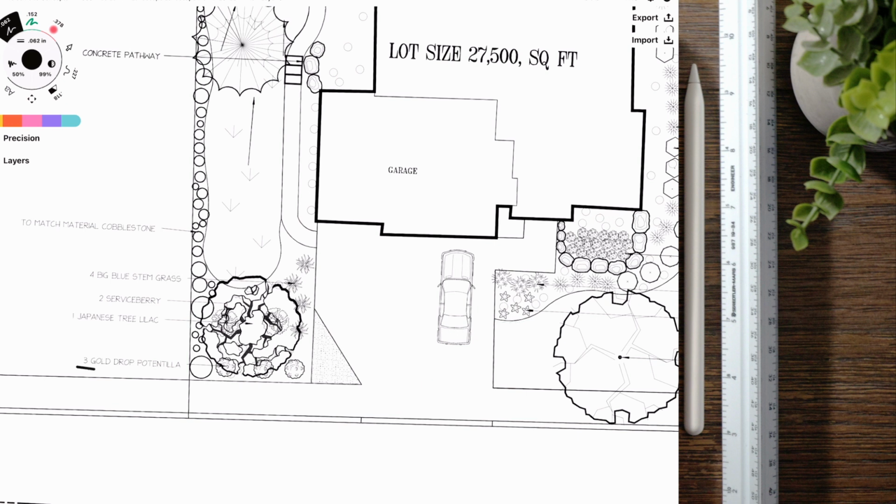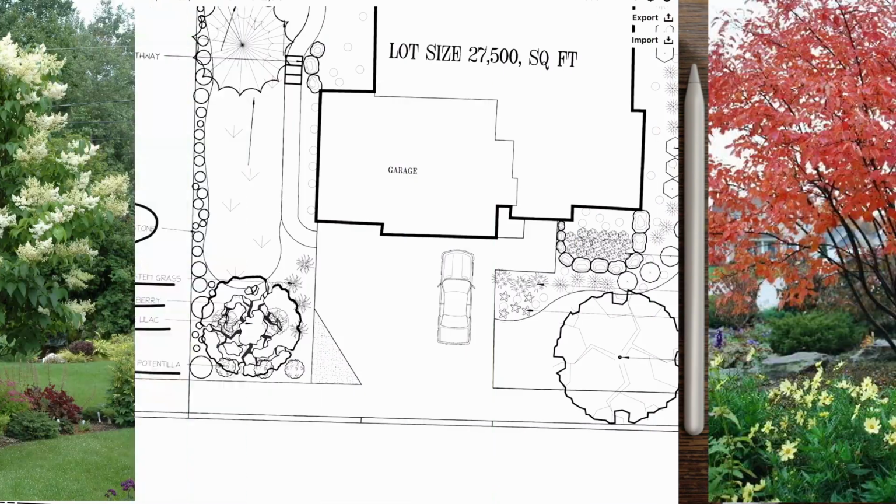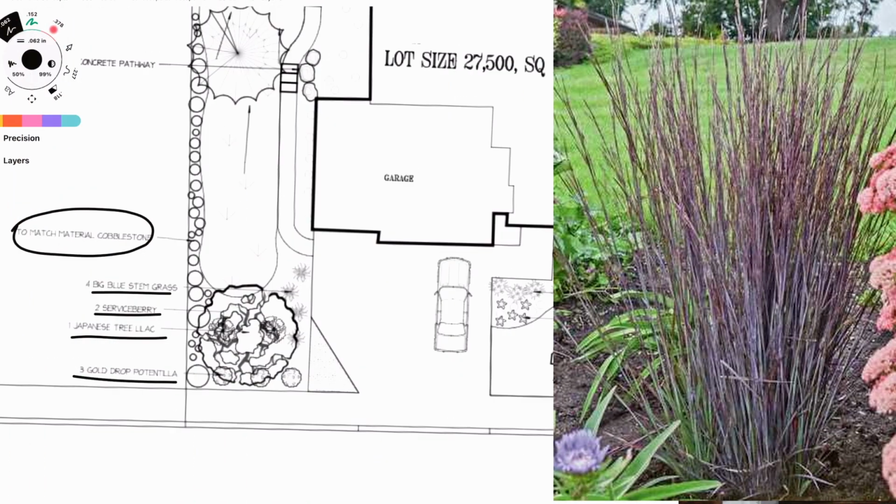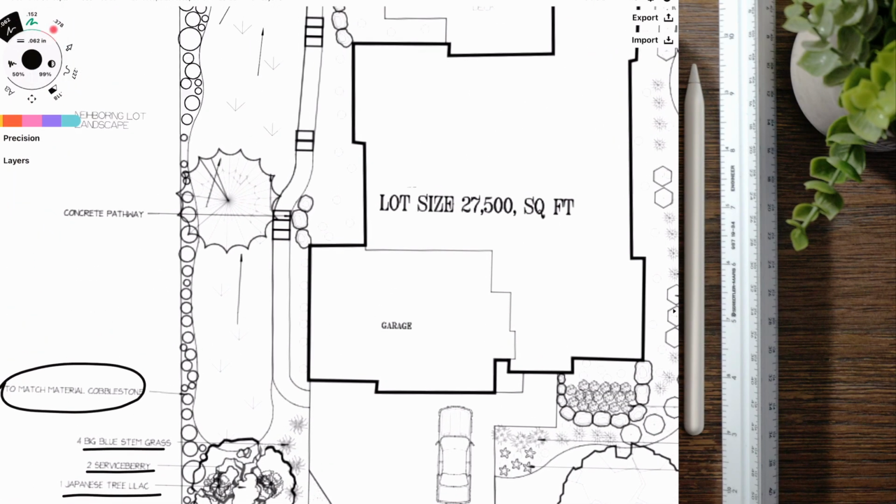It's a bit of a triangle situation, but once we moved away from that, we had a few trees and shrubs on the side: some gold-drop potentillas, a Japanese tree lilac, serviceberry, and some big bluestem grasses. As opposed to the other side, in this area we want areas of native grass, but at the same time match the stone of the neighbors, which was the cobblestone.